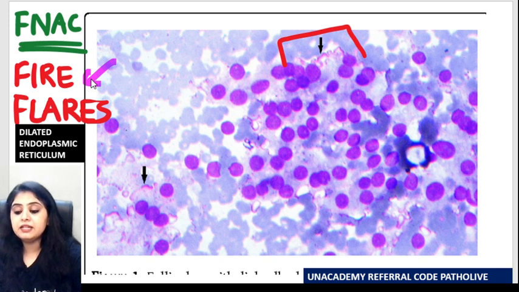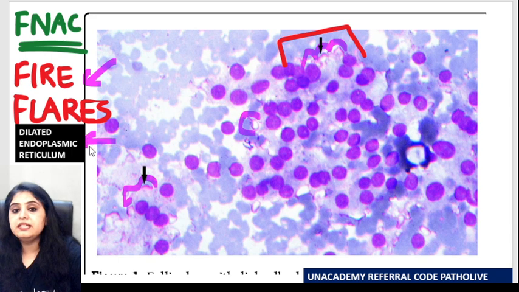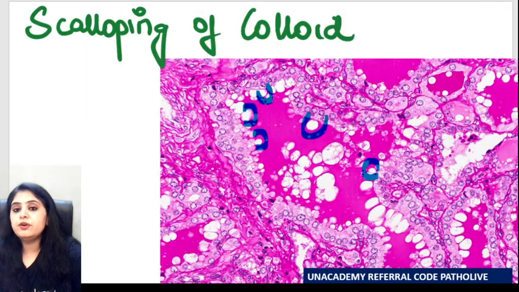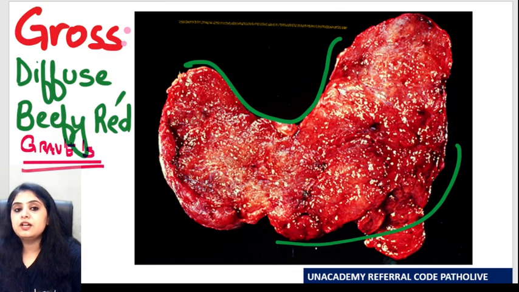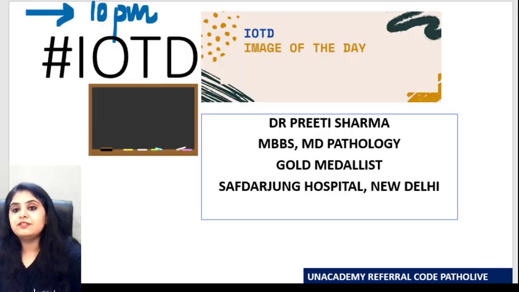But apart from that, you're also supposed to know that in Graves' disease specifically, these cells show as if there is some kind of fire on top of them, as if they've caught fire. That is basically known as fire flares. And what are they? They are dilated ERs, dilated endoplasmic reticulum. So repeating, fire flares are seen on FNAC, hyperplasia and scalloping of colloid on biopsy, and diffuse beefy red enlargement on the biopsy specimen. That is a case of Graves' disease for you.